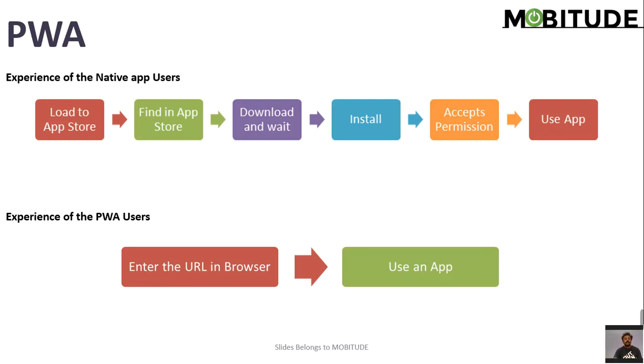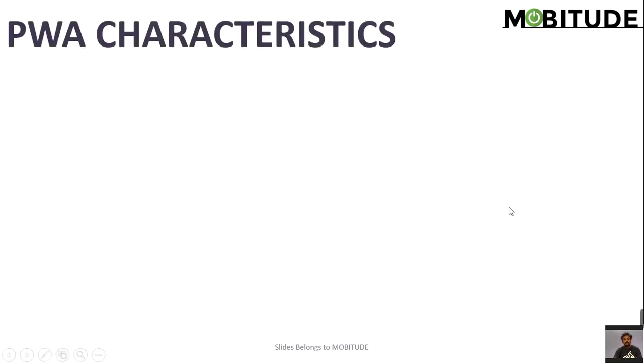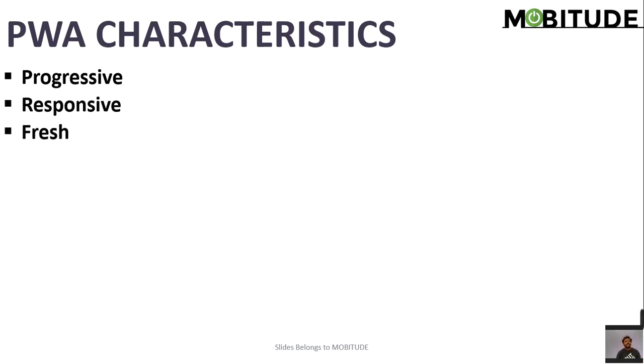So let us see the characteristics of the progressive web apps. A progressive web app is progressive because it works for every user, with progressive enhancement at its core. Another characteristic is that it is responsive. It fits on any form factor. It may be desktop, as I showed you, mobile or tablet.